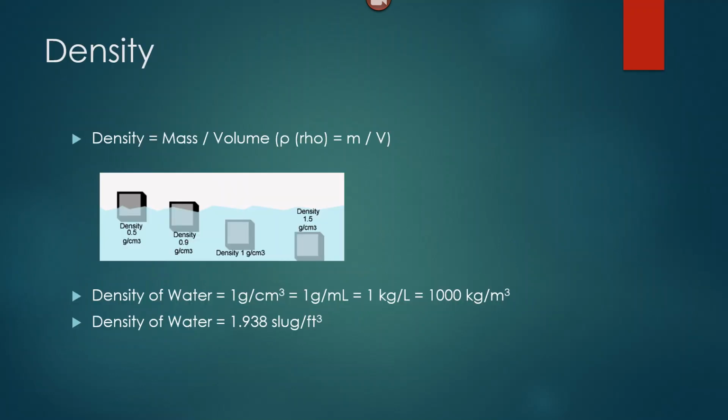So the first thing we need to look at is density. Of course, density is mass divided by volume. Of course, we know what mass is. We should know what mass is. It's the amount of material in something. Of course, we know what volume is. Volume being how much space that material takes up. And density is basically how much mass per unit of space.